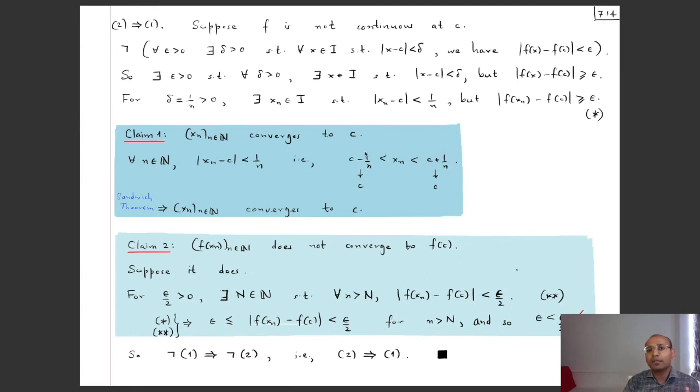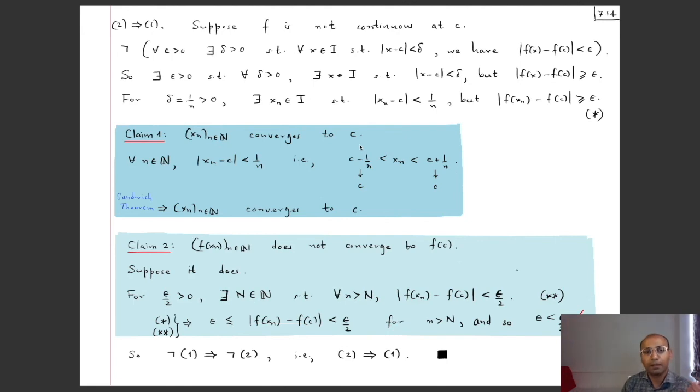c. Similarly, the sequence whose nth term is c minus 1 by n, as n tends to infinity, converges to c. So this converges to c, this converges to c, and xn is in between the two. So by the sandwich theorem, that also converges to c. So I have shown that xn converges to c.